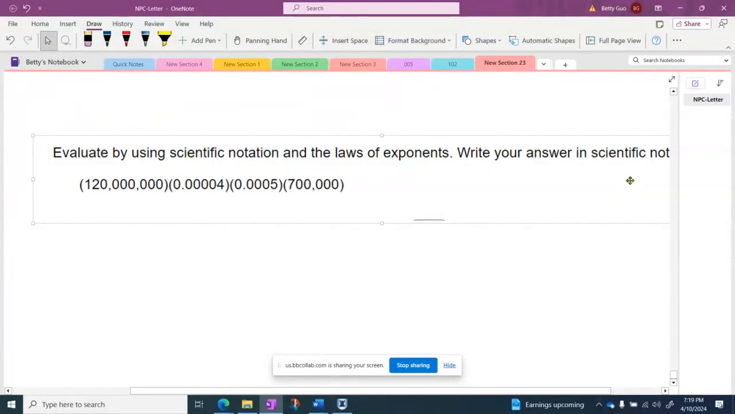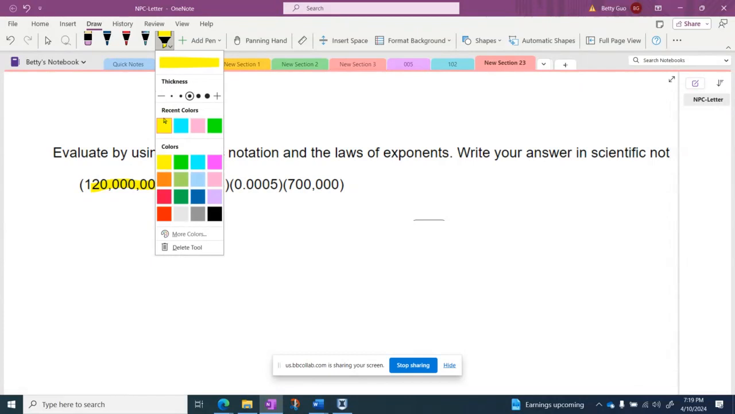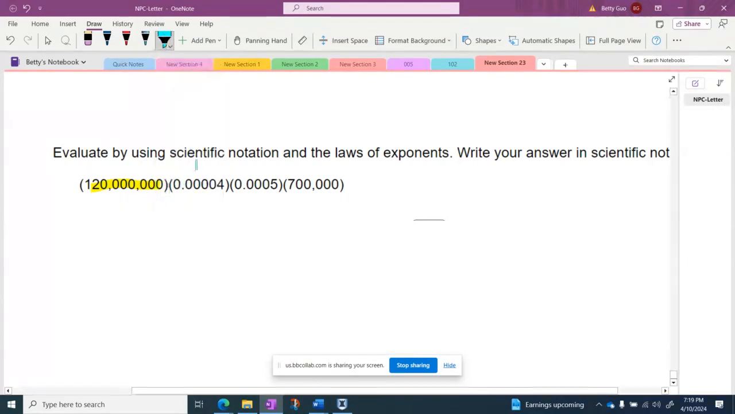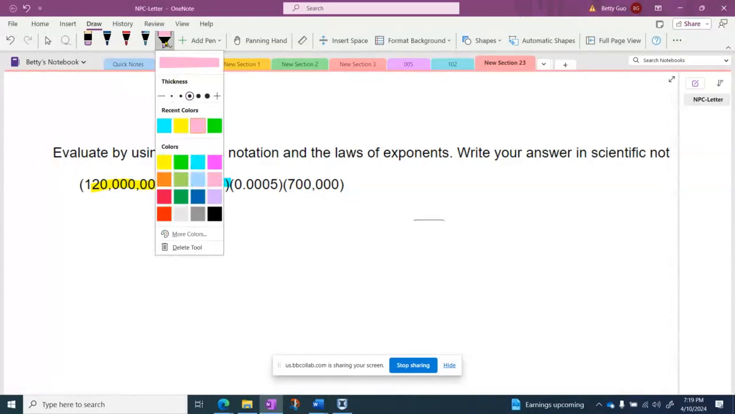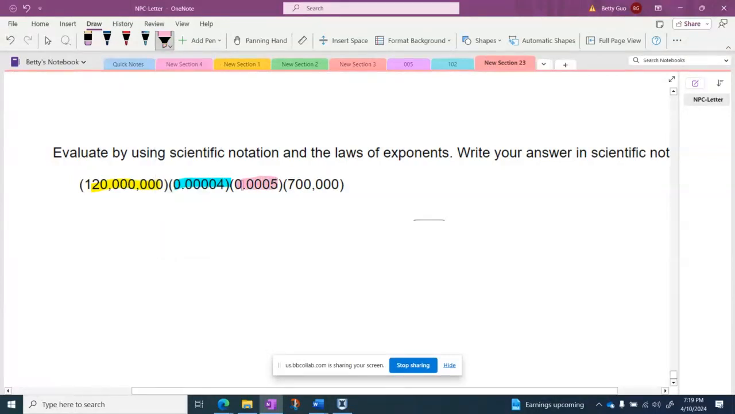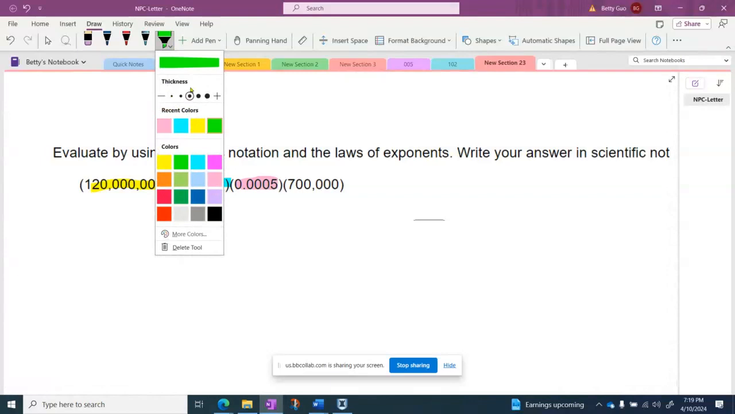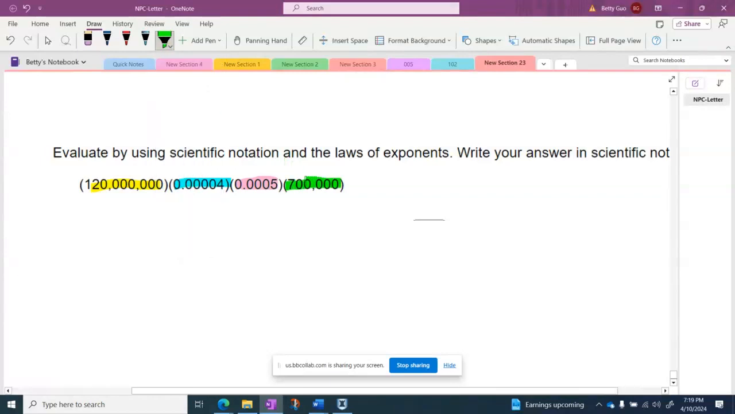Okay. So let's see what we have in this expression. This is a number, this is another number, this is another number, and this is another number. We have 4 numbers multiplied together, right? Let's write each of them in scientific notation. Let's do the yellow first.